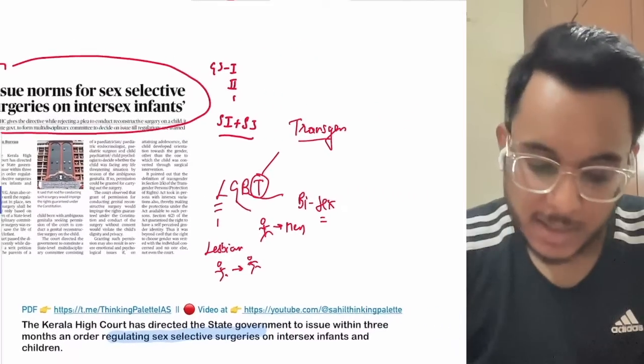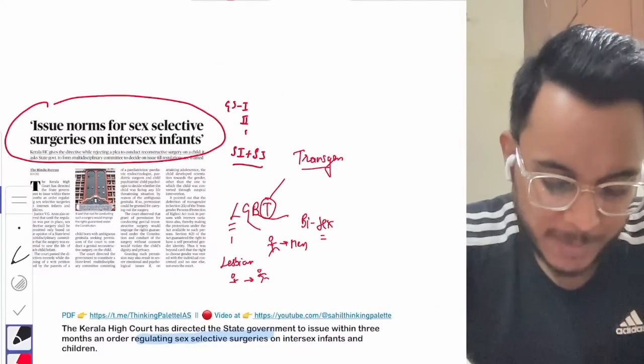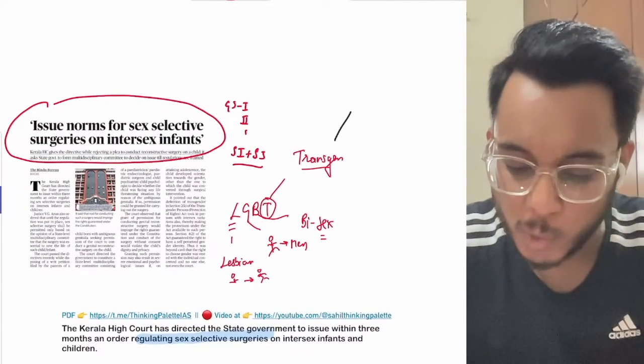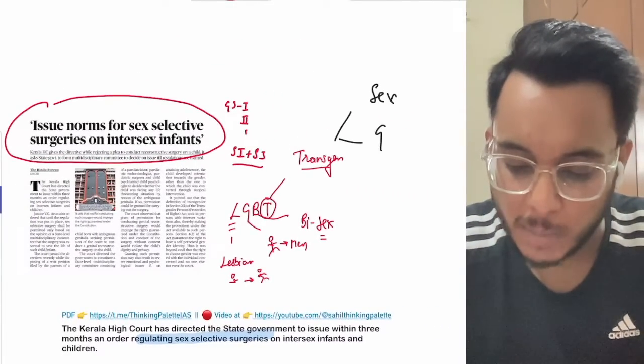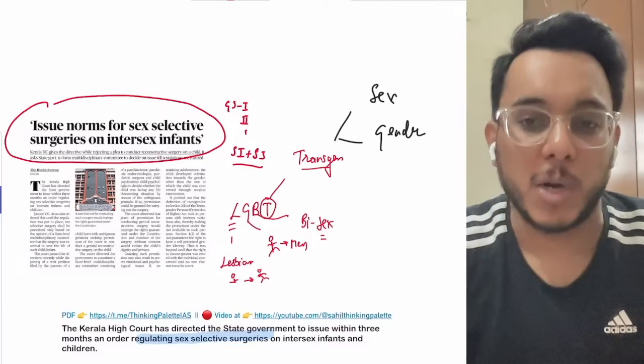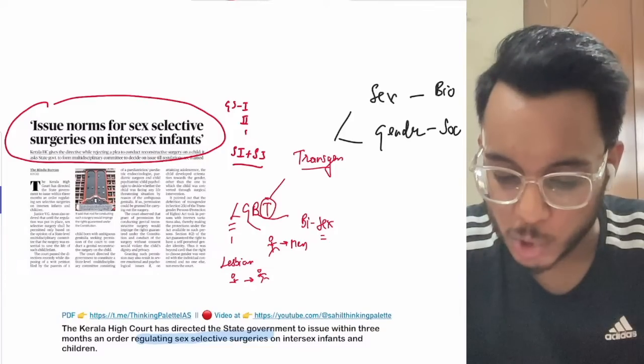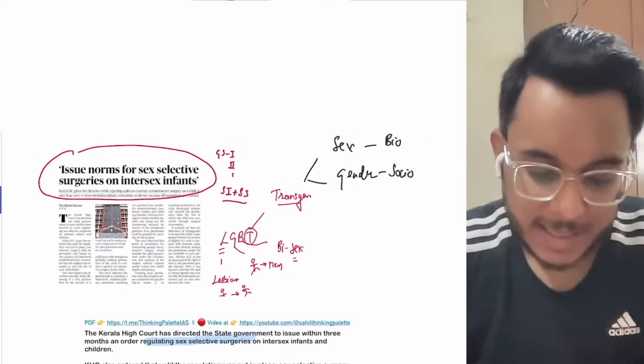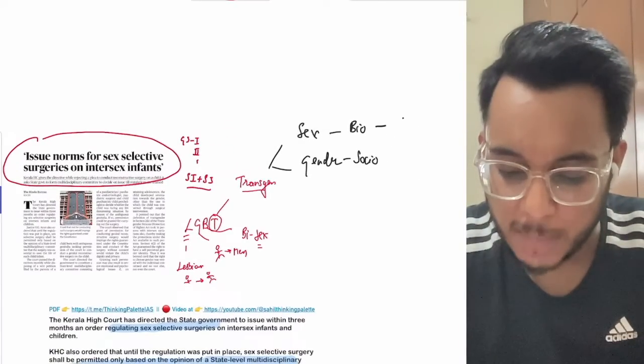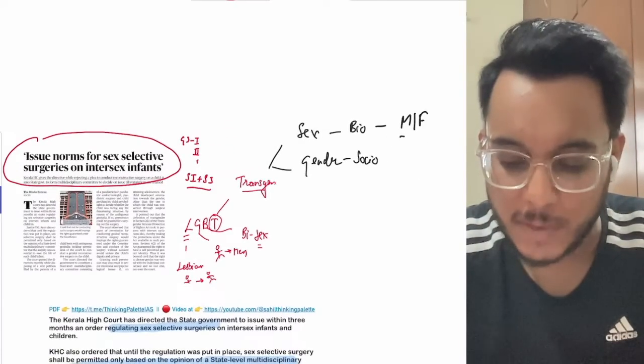What is transgender? Transgender is any person whose sex and gender don't match. Now, sex is a biological term. Gender is a sociological construct. So basically, in terms of biology, a person can be male or female.